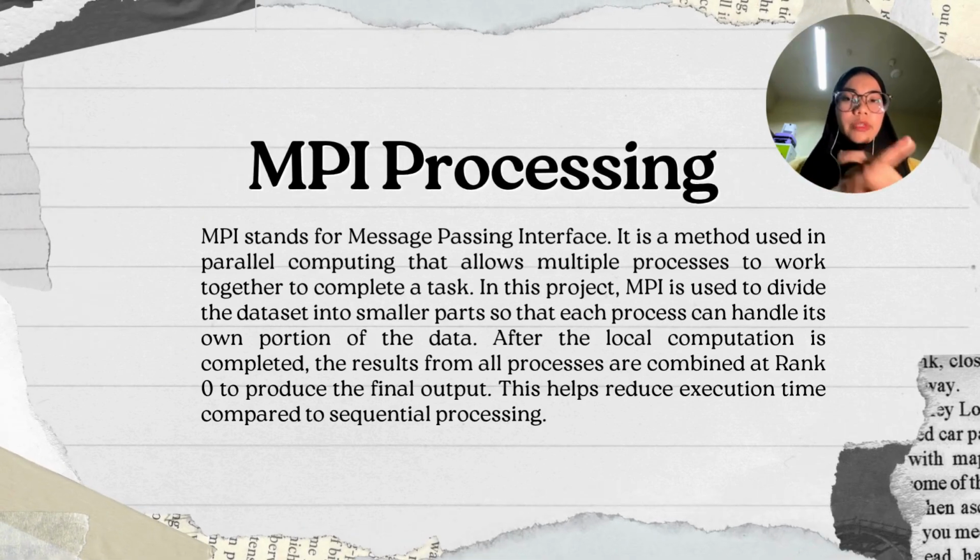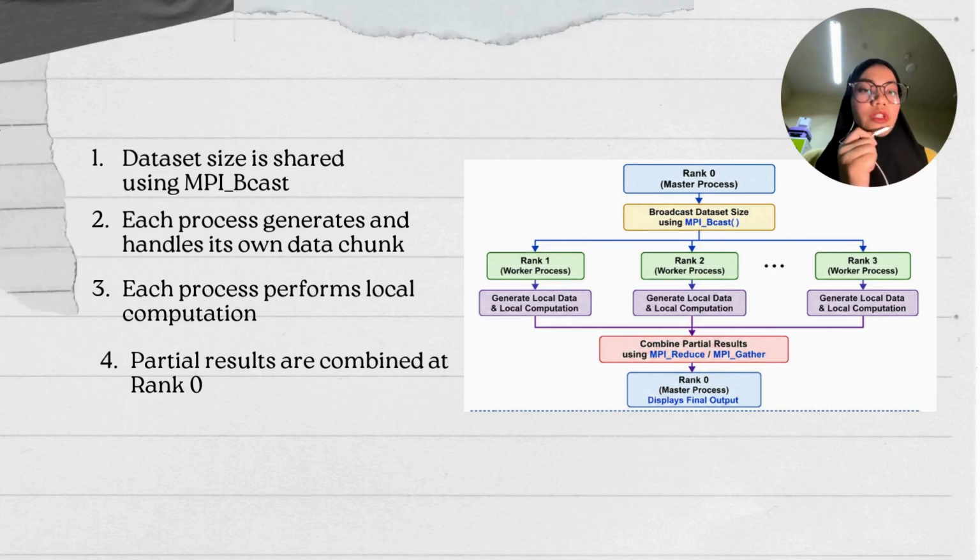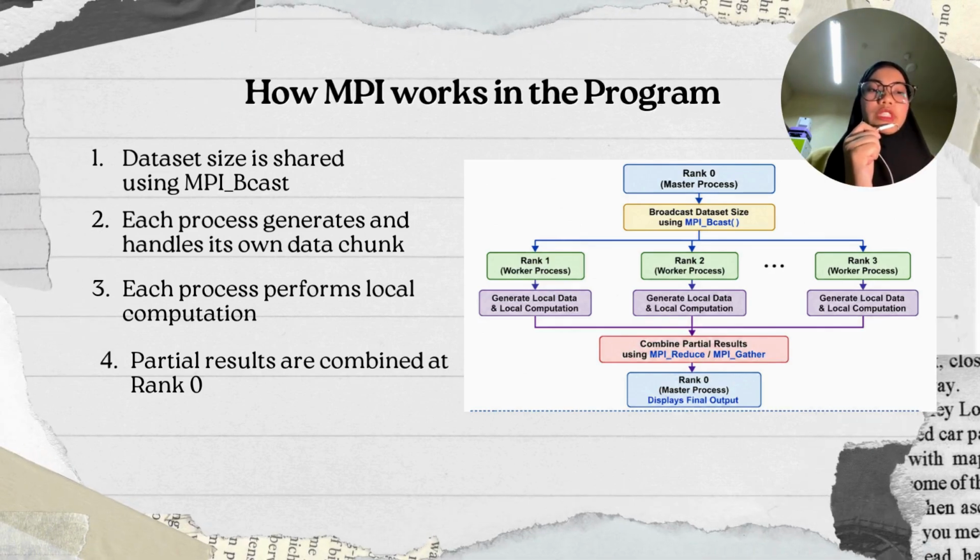Okay, now I will explain the MPI method used in our project. MPI stands for Message Passing Interface, and it is used in parallel computing to allow multiple processes to work together to complete a task. In this project, MPI is used to process the dataset using 4 processes. Each process handles part of the data, performs its own computation, and the final results are combined at rank 0.